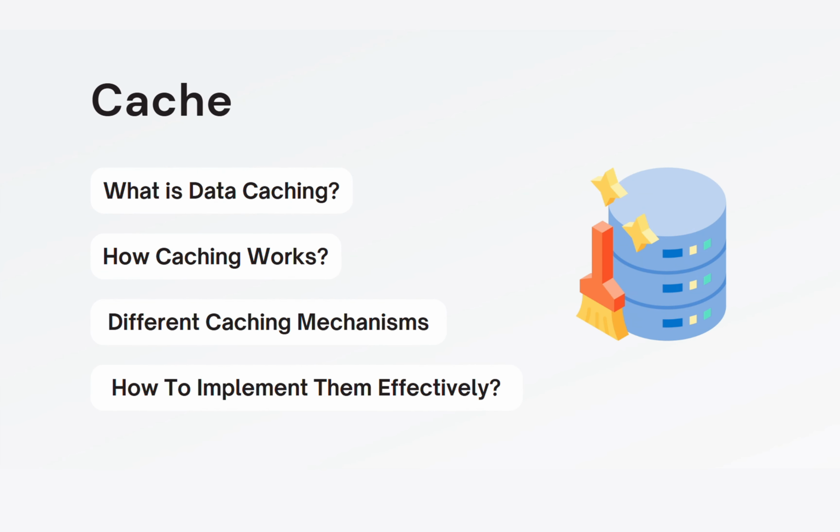Alright, in the next part, let's look into an essential performance optimization technique in Next.js called caching. By the end of this part, you'll understand what data caching is, how caching works, the different caching mechanisms, and how to implement them effectively. So, let's get started.